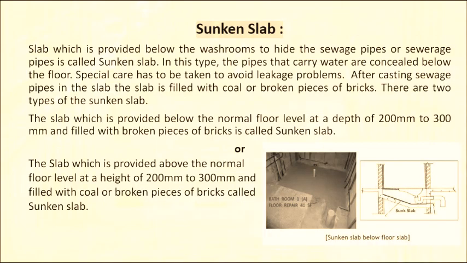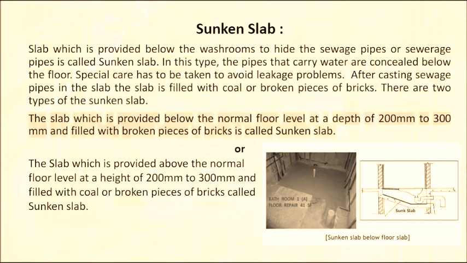Sunken slab. The slab which is provided below the washrooms to hide the sewage pipes is called a sunken slab. In this type, the pipes that carry water are concealed below the floor. Special care has to be taken to avoid leakage problems. After casting, the sewage pipes in the slab are filled with coal or broken pieces of bricks. There are two types of the sunken slab.